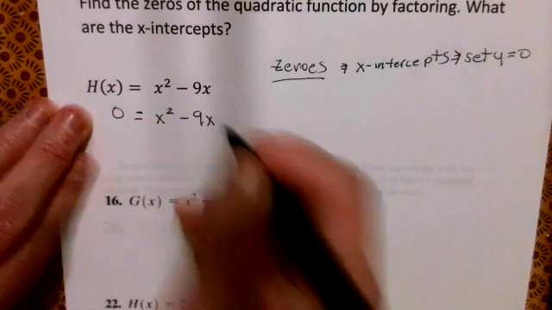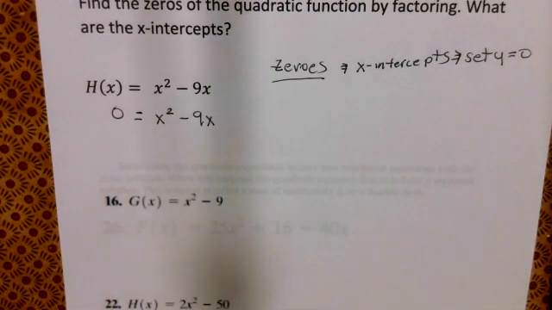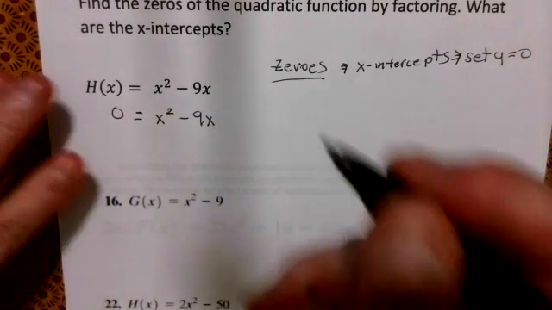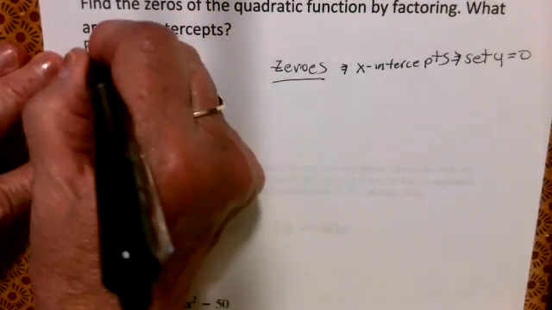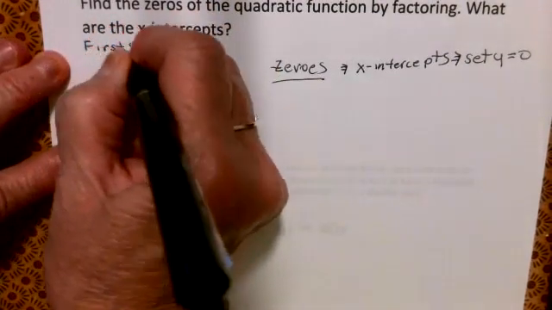Now, we do have a binomial, but one thing to always remember, and this is the first step. I didn't put it there, but it should be the first step.